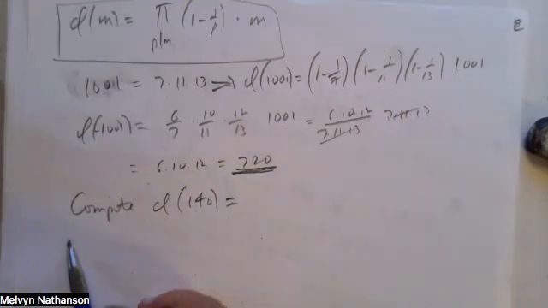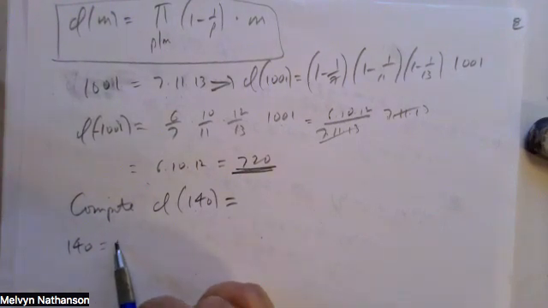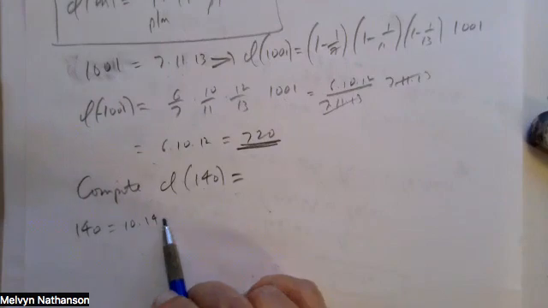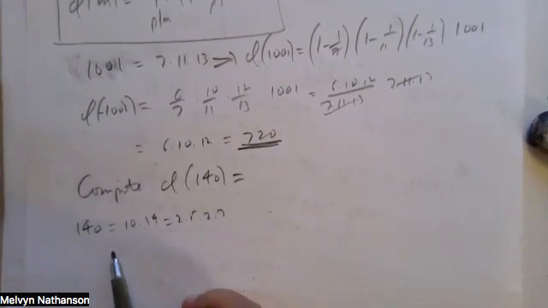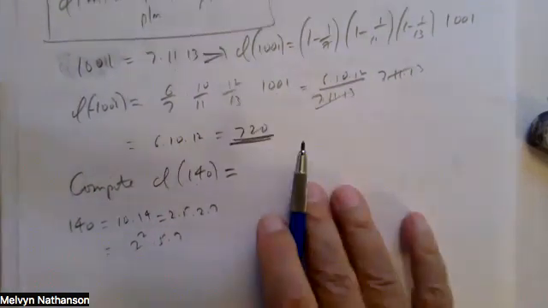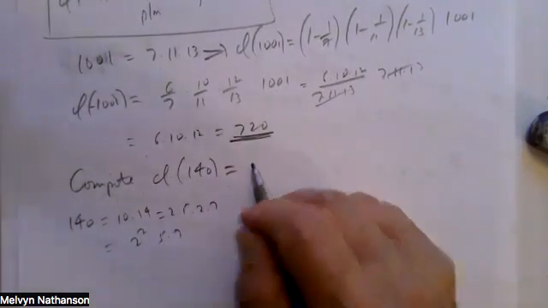The first thing you have to do is factor 140. Let's see, that's 10 times 14. 10 is 2 times 5, and 14 is 2 times 7. So this is 2 squared times 5 times 7. So the primes that divide 140 are 2, 5, and 7.